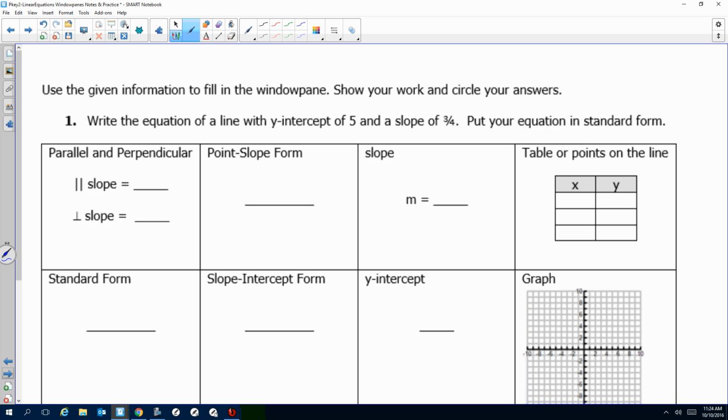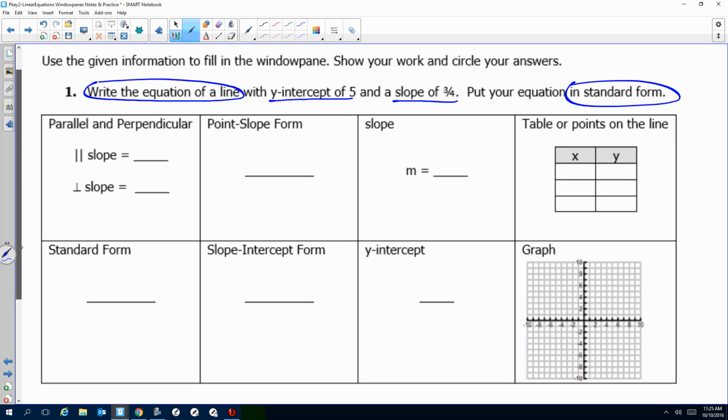So on number 1, yeah, they want you to write equation of a line with a y-intercept of 5 and a slope of 3/4 put into standard form. So underline y-intercept of 5, slope of 3/4. That's the key information. That's the given information, which we're going to start with. We're going to circle, write the equation of a line in standard form.